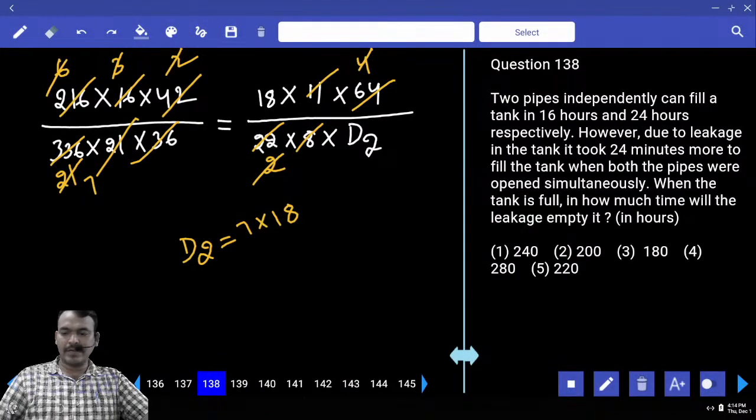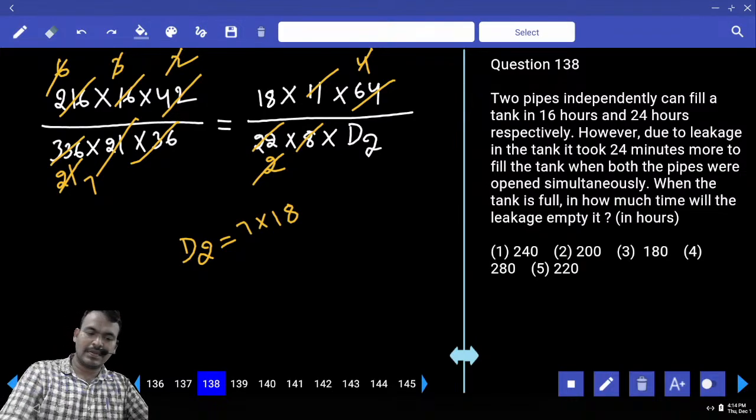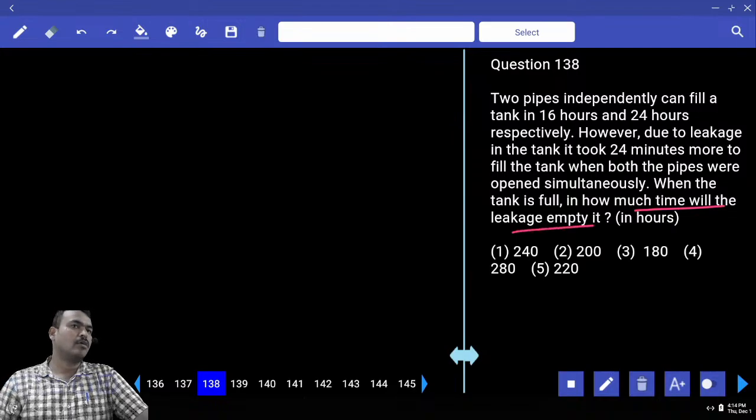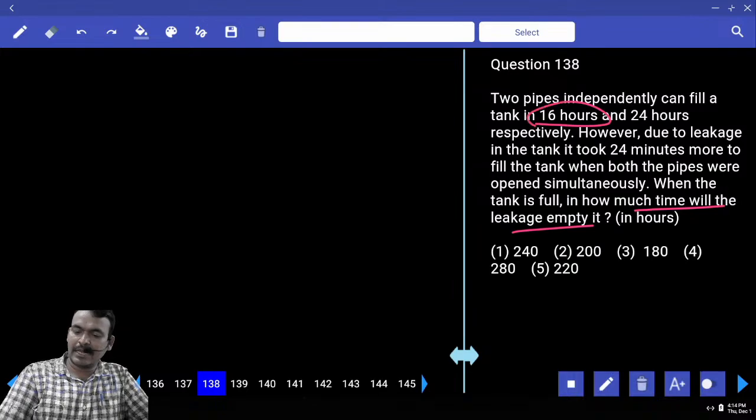2 pipes independently can fill a tank in 16 hours and 24 hours respectively. However, due to leakage in the tank, it took 24 minutes more to fill the tank when both the pipes are opened simultaneously. When the tank is full, how much time will the leakage take to empty it? We require only the leakage time or all the time? Only leakage.